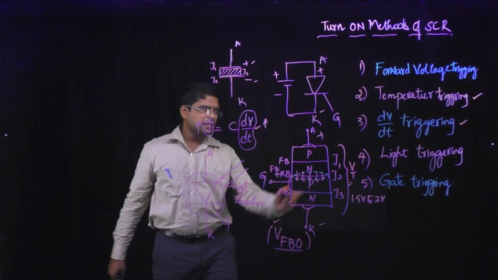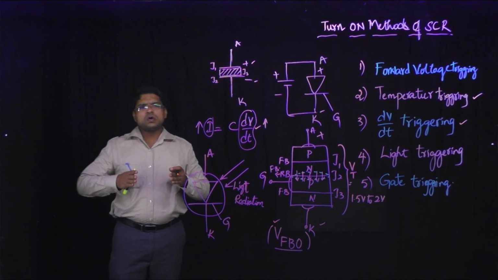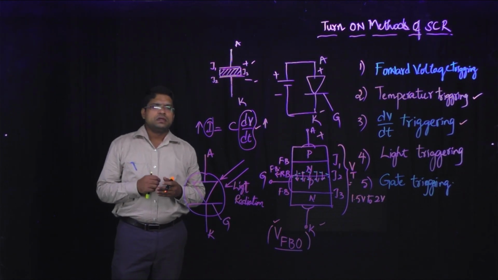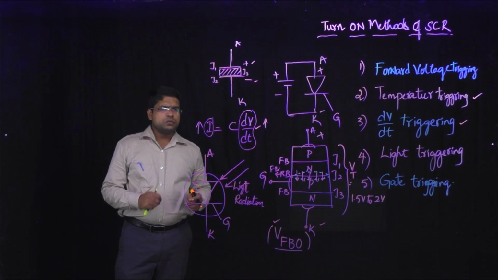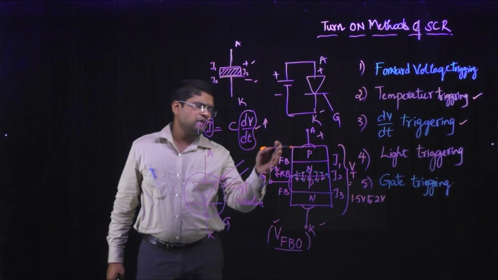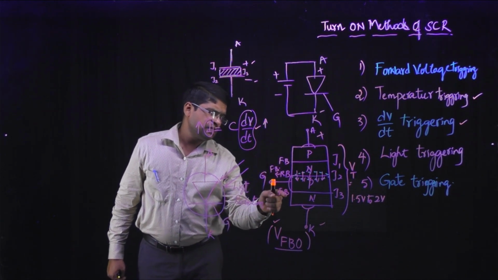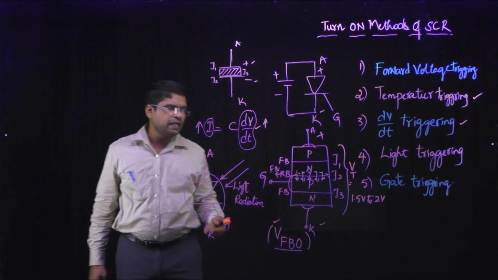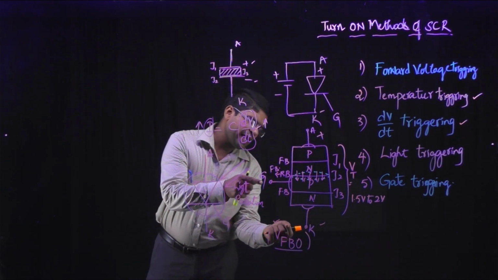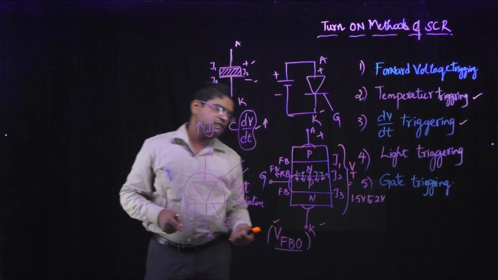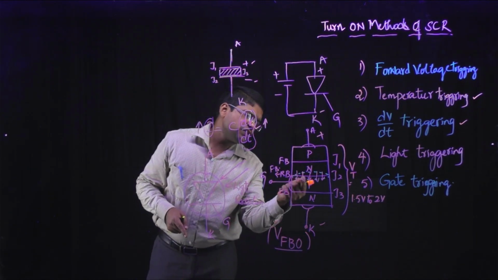Number 5, gate triggering. Actually, gate triggering is the most common and efficient method to turn on the SCR or to trigger the SCR. So when the SCR is under forward bias condition, that means whenever SCR is in forward blocking state, if we apply a sufficient voltage across gate and cathode terminals, it may inject the electrons into the junction J2.